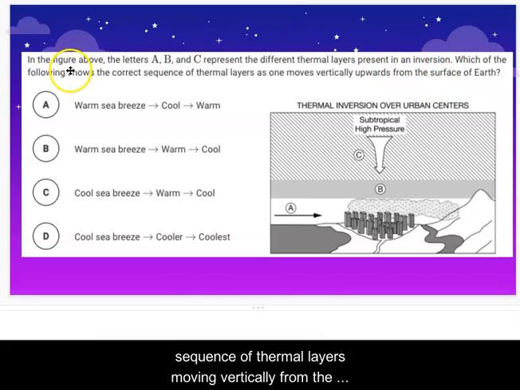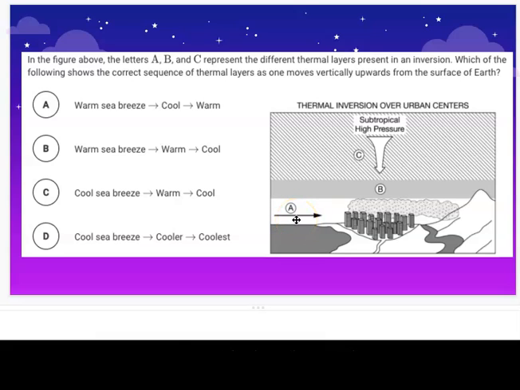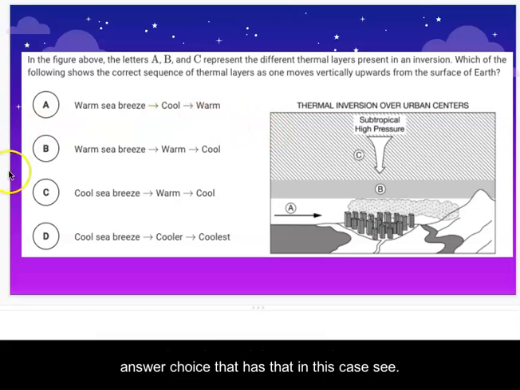Which of the following shows the sequence of thermal layers moving vertically from the surface? So basically A to B to C, what would the temperature be as we move up? And because of that, we would have in an inversion, cool, then warm, then cool. So you would look for the answer choice that has that, in this case, C.